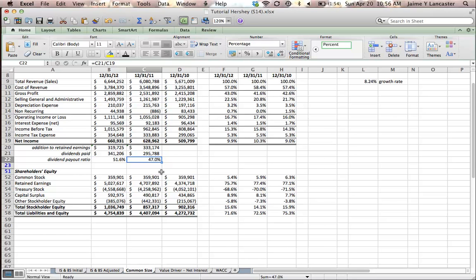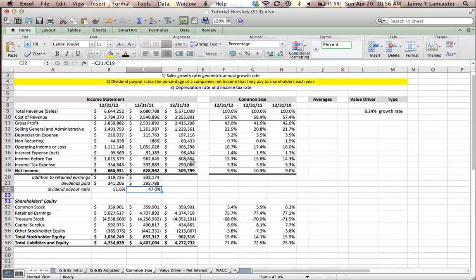So our dividend payout ratio is equal to dividends paid divided by net income. And when we're creating pro forma statements, we want to know how much money our firm is paying to shareholders. By knowing that, we can estimate how much they're adding to retained earnings, and that'll help us know about the assets and the shareholders' equity on our balance sheet. I'm having a good day.